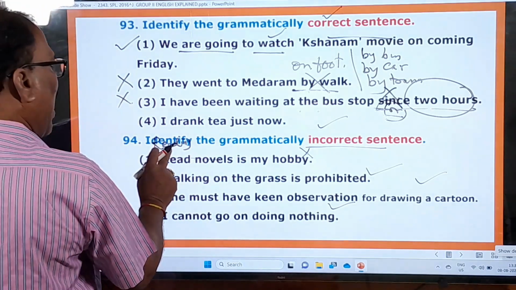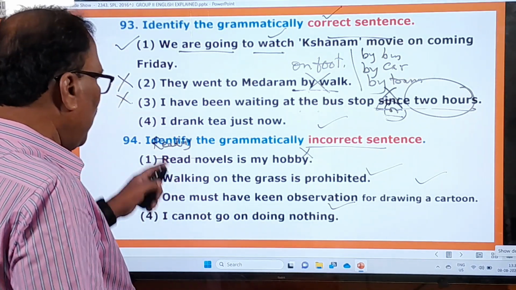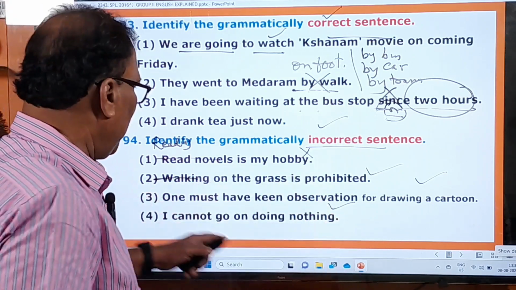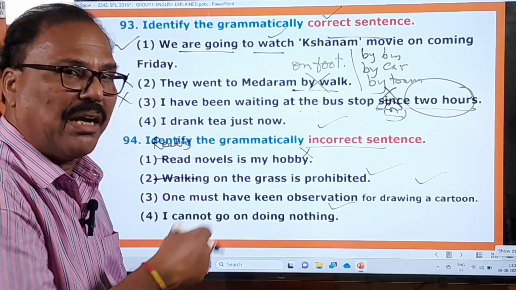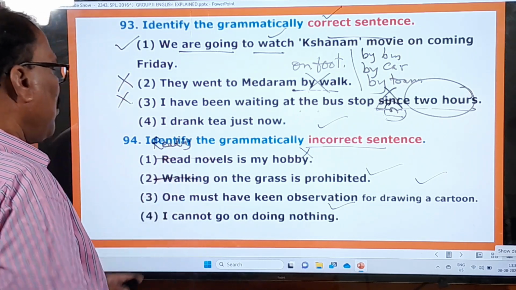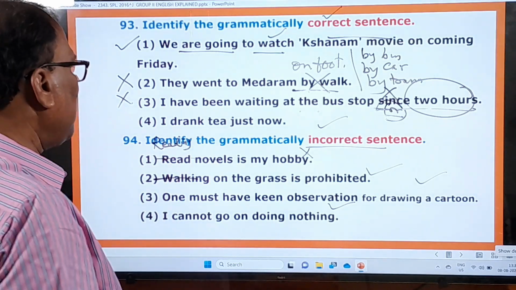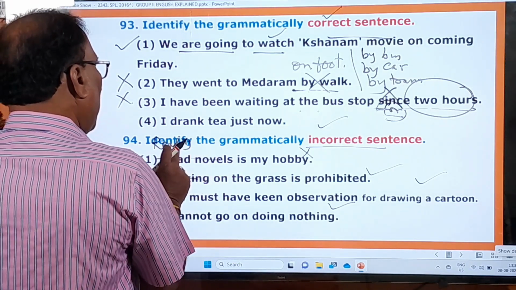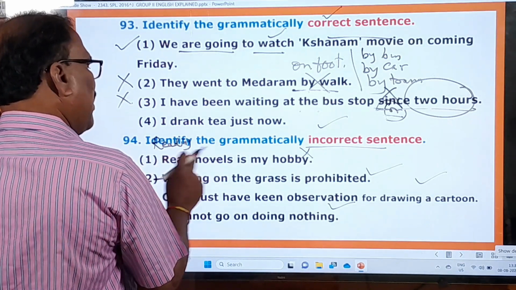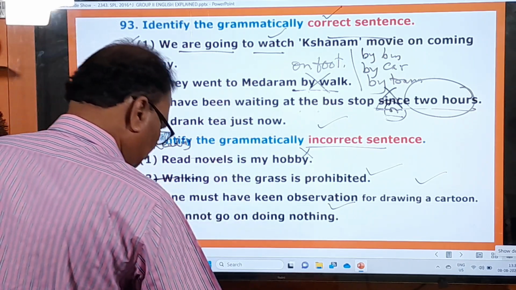Whenever you add ing to the main verb, that becomes a gerund. Here you see walking. Walking on the grass means గడ్డి మీద నడుచుట. నవలలు చదువుట అనేది ఉండాలి. But here only read novels is there. So actually it should be reading. Reading novels is my hobby. Since the word is wrongly used here, read is given instead of reading. This sentence is grammatically incorrect. Now let's go to the next one.